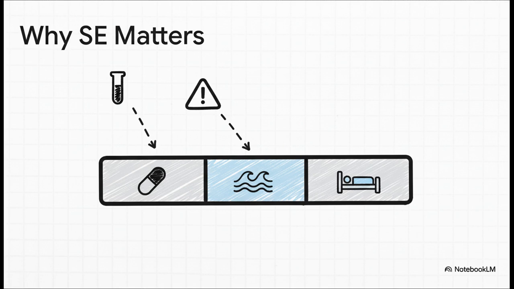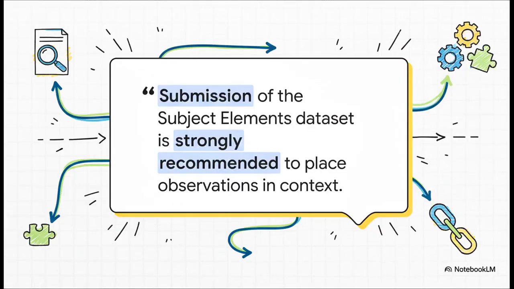And for complex trials like crossover studies where a subject's status is changing all the time, it's not just helpful, it's indispensable. And hey, you don't have to take my word for it. The official SDTM implementation guide itself strongly recommends submitting it. Why? Because, as it says, it provides the information reviewers need to place observations in context. At the end of the day, SE is the narrative backbone of a subject's experience in a trial. Without it, you've just got a bunch of data points floating around. With it, you actually have a story.